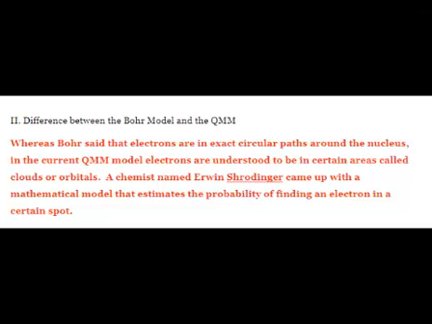So tomorrow I'll be back and we'll talk about how this all relates to the quantum mechanical model. But before that, just be reminded the main difference between the Bohr model and the QMM. Whereas Bohr said the electrons are an exact circular path around the nucleus, in the current QMM model, electrons are understood to be in certain areas called clouds or orbitals. A chemist named Erwin Schrödinger came up with a mathematical model that estimates the probability of finding an electron in a certain spot. We're going to spend a lot of time over this week talking about those certain spots where electrons might be found. They're called clouds or electron orbitals.